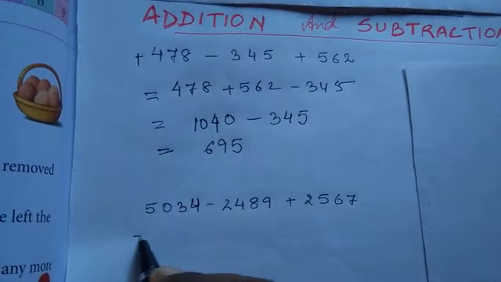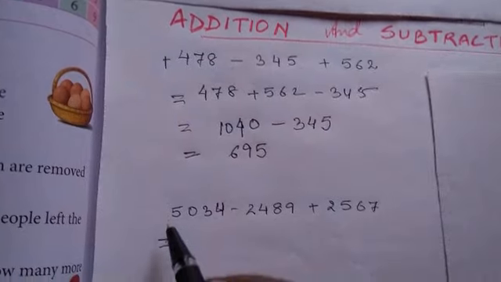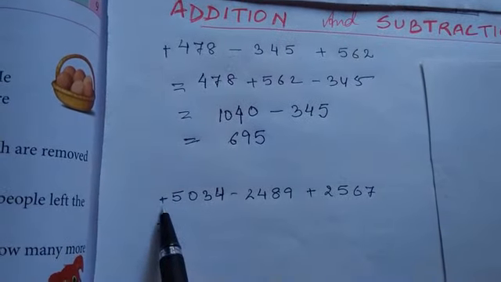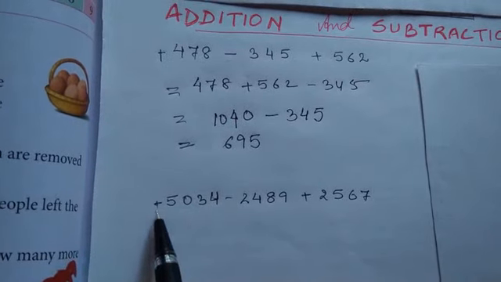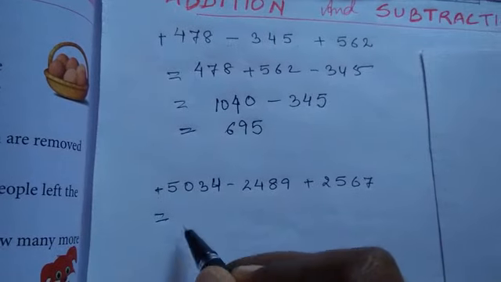Let us solve this sum. This number has no sign in front of it, which means there is a plus sign here. It means it is a positive sign. So we are going to add these two numbers first.